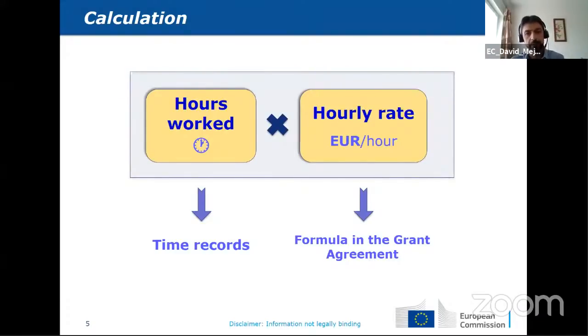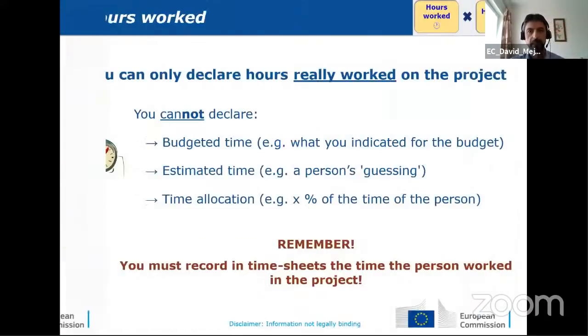So it's not, generally speaking, up to you. It's not something that you have to invent. The grant agreement tells you how you must calculate the hourly rates. So, hours worked multiplied by an hourly rate. Hours worked: I insist, you need time records, you need timesheets. That's an obligation in Horizon 2020.